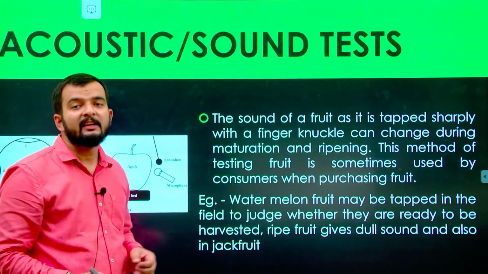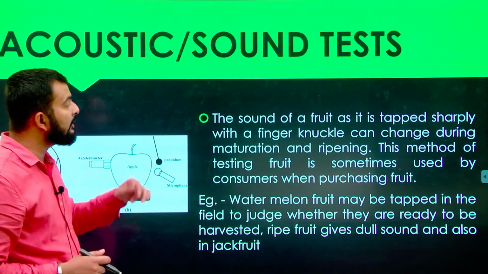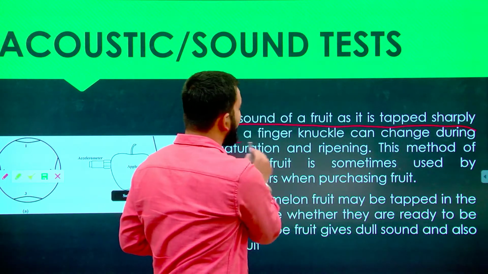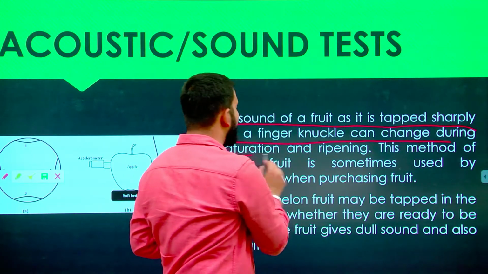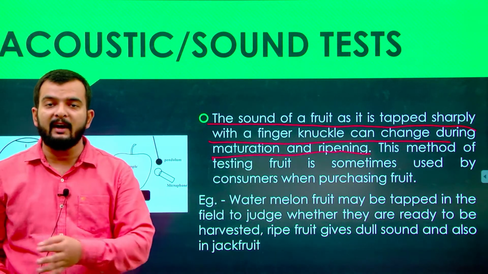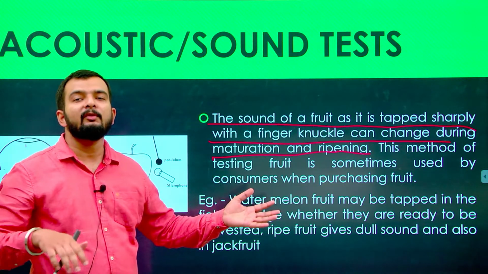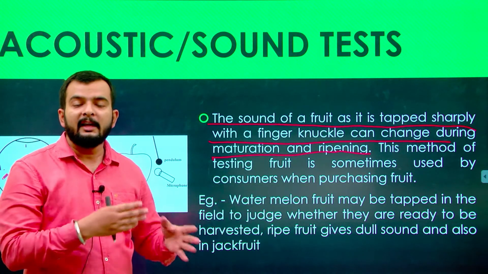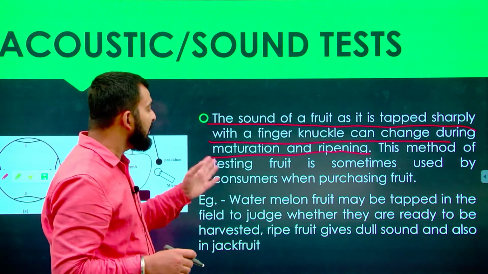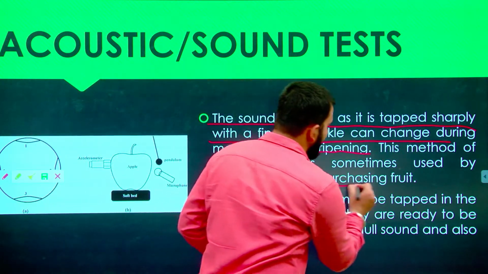Okay, so the next test is your acoustic or sound test. In the acoustic test, the sound of a fruit as it is tapped sharply with the finger or knuckle can change during maturation and ripening. So as the fruit is undergoing growth, maturity and ripening, when you tap on the fruit you will get different sounds, based on the stage of ripening or growth. This method of testing fruit is sometimes used by consumers when purchasing fruit.